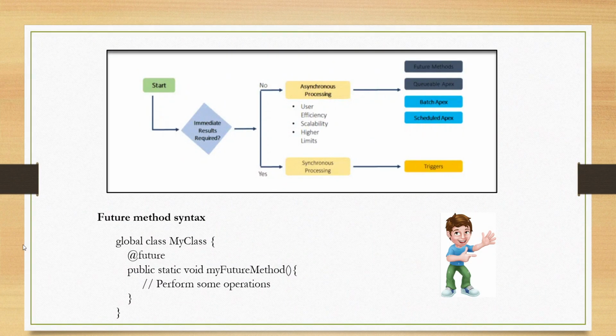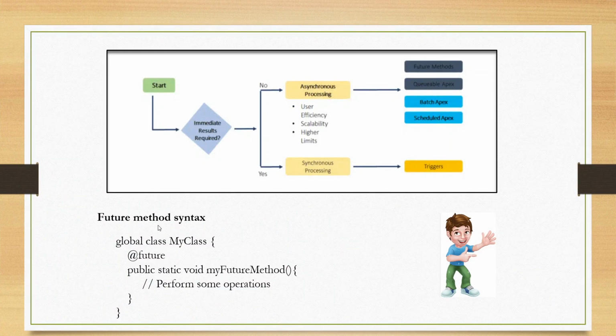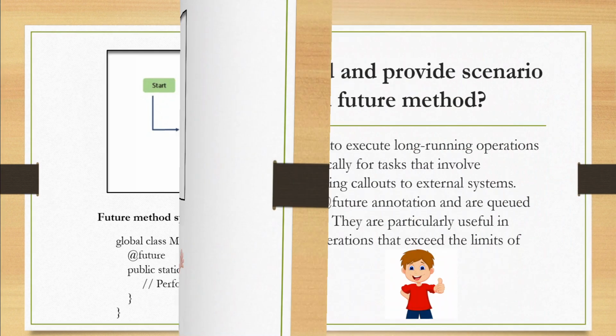So here the picture shows the start, then the method asks whether an immediate result is required. If yes, it goes for synchronous processing, and if no, it is an asynchronous process. Asynchronous processing includes future methods, queueable Apex, batch Apex, and scheduled Apex, and in case of synchronous processing it will go for a trigger. Here is the future method syntax: global class MyClass, and with @future you can declare a method, then it behaves like a future method.